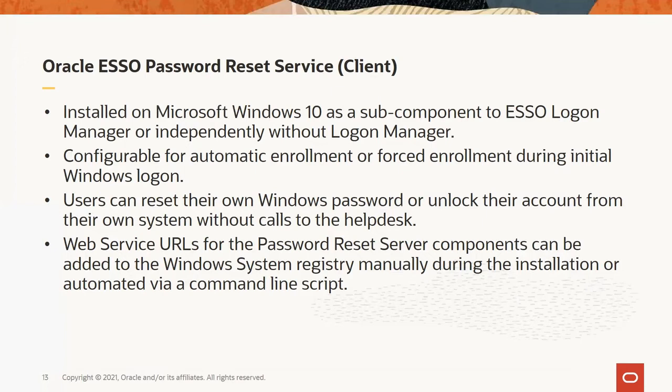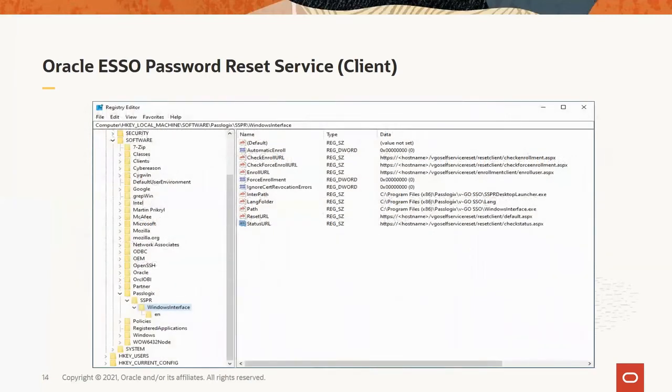During the initial installation of the password reset client, the web service URLs for the password reset server can be configured manually or automated via a command line script if installing the client silently. An example of the web service URLs for the password reset server configured in the Windows System Registry on the client.